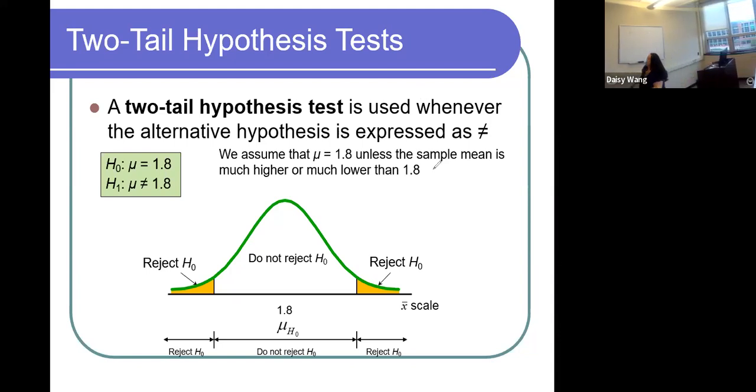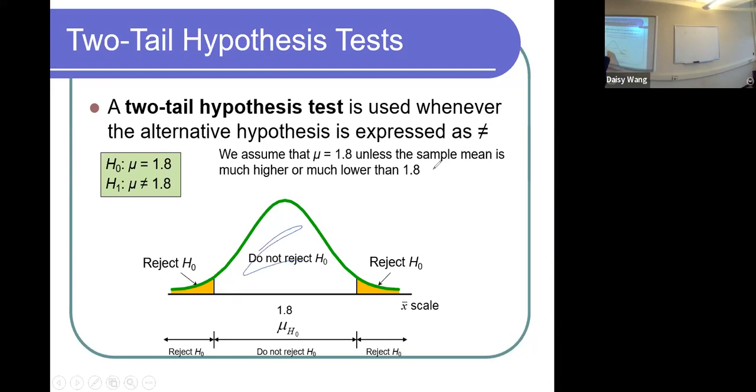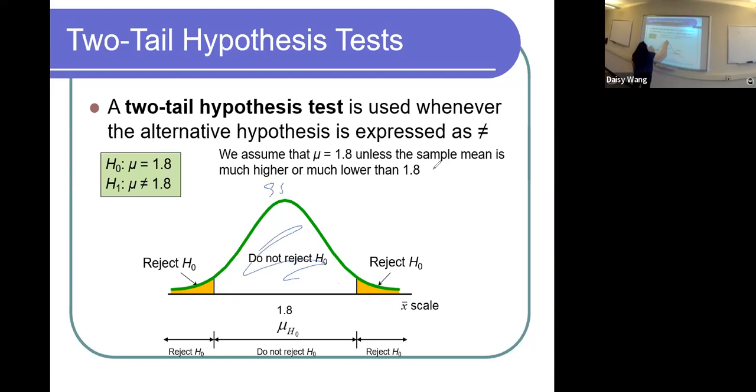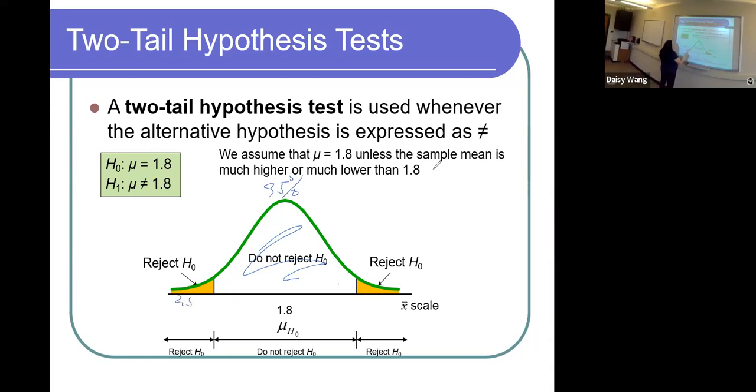We want this middle area to be 95%. That means each side is 200, right? If it's 2 cells.